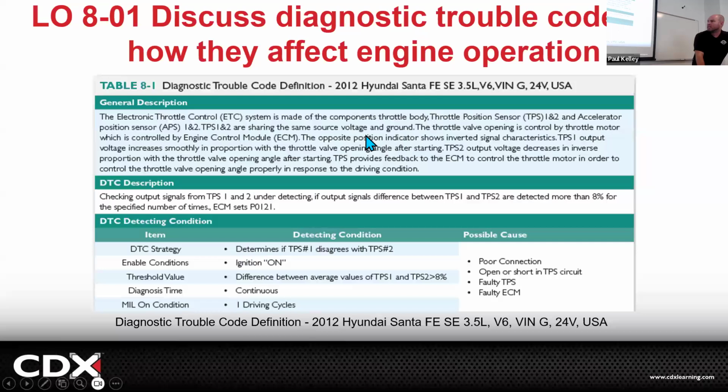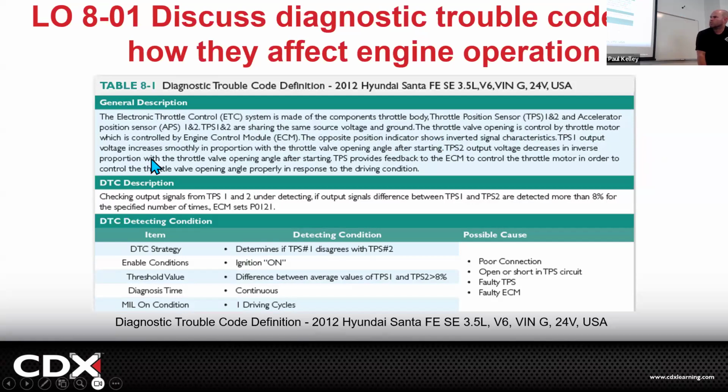So if you were to read it, you might be a little confused. Sometimes you got to read it twice. So it's saying the throttle valve opening is controlled by the throttle motor, which is controlled by the ECM. The opposite position indicator shows inverted signal characteristics. If you got that, I'm impressed. Okay, I'll come back to that.